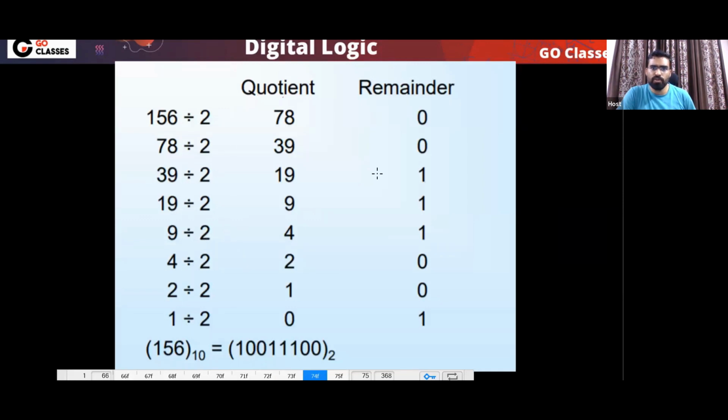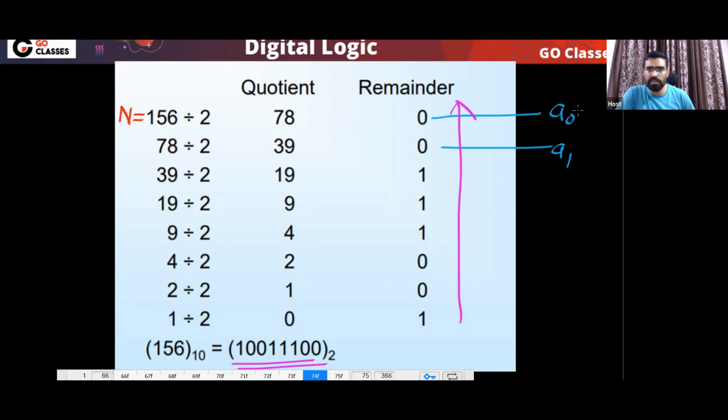Similarly, this is another example. You can notice, very simple. This is the number n. So these are the quotients and these will be the remainders. In this remainder list, if you notice, this is your A0 actually. Okay, so this is A0, this is A1. So that is the reason we write in the reverse order, because we are getting these bits in the reverse order. The first remainder that we are getting, that is this. So this is your A0.